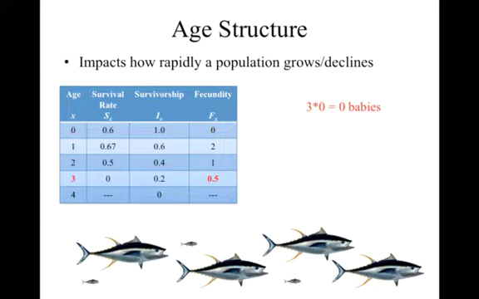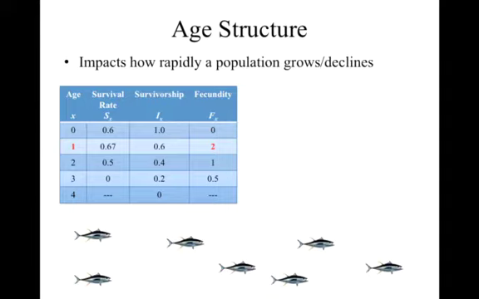And then I have age 3 fish, each having half a baby. Sorry, I have 4 age 3 fish, each having half a baby. And so 4 fish having half a baby each leads to 2 babies. And so over this entire population of 7 fish, I would expect on average to have 2 babies. That's not great. That's not a high population growth rate.